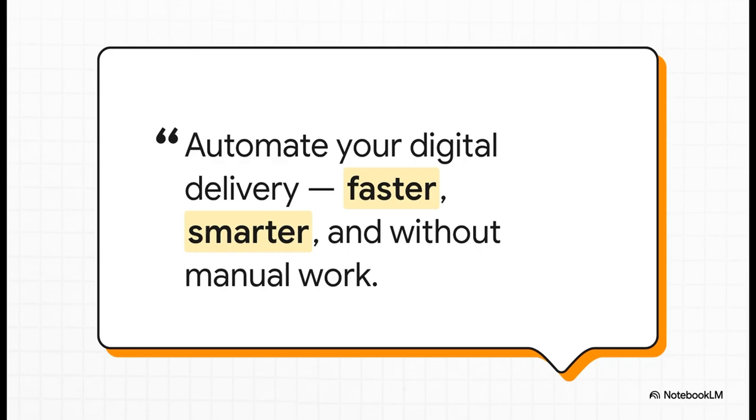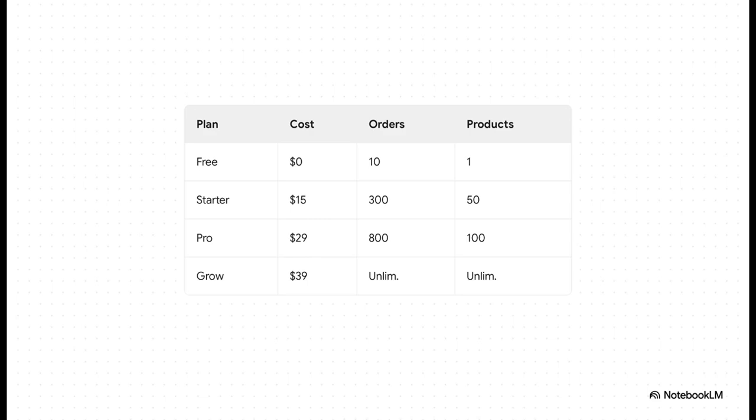They specifically target the exact friction points that usually plague digital sellers, which means you can scale up your operations without the usual growing pains. Now, picking the right plan is crucial, but the great thing here is that the tiers scale right alongside your business. You've got everything from a free tier all the way to a grow plan.